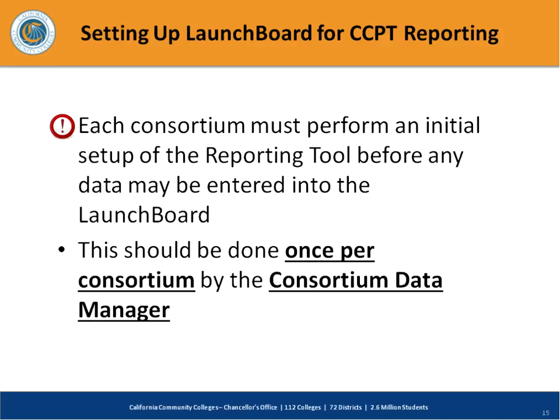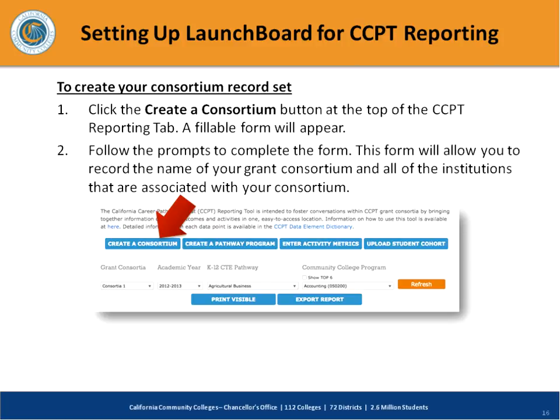So again, one of the things that we have to have every consortium do is initial setup that will let us know which institutions are in the consortium. This is because there's no public record of which K-12 districts, community colleges, and other partners are part of each grant consortium. So that's why we have you create a data consortium manager who's going to be able to go into the LaunchBoard and identify which institutions are part of your grant consortium.